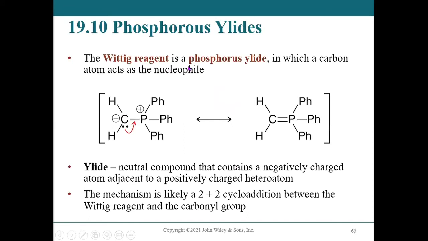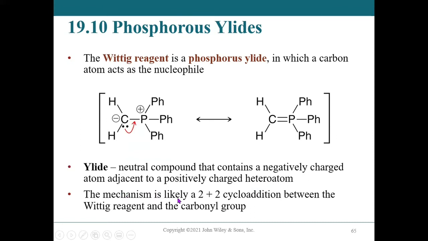The Wittig reagent is a phosphorus ylide, in which a carbon atom acts as the nucleophile. Because of the electronegativity difference, we can see this carbon will be the nucleophile. An ylide is a neutral compound that contains a negatively charged atom adjacent to a positively charged heteroatom. We refer to hydrogen and carbon as common atoms in the molecule; other than that, all the other atoms are heteroatoms.